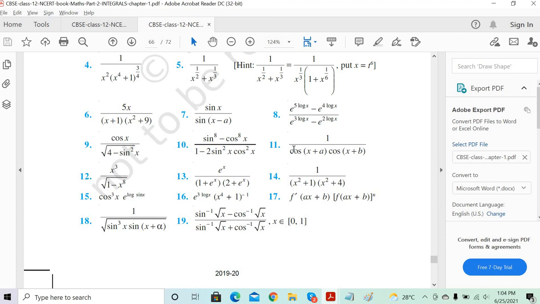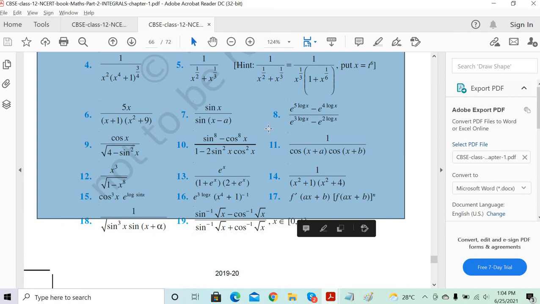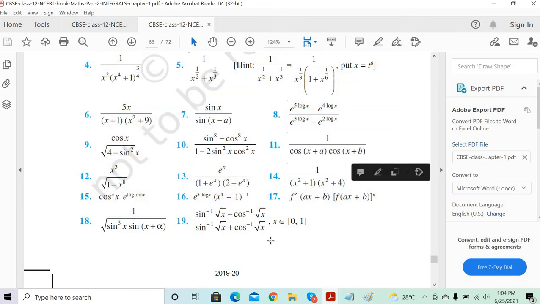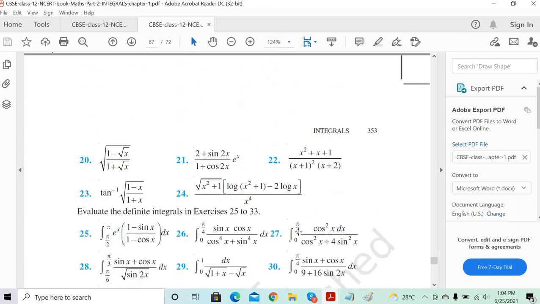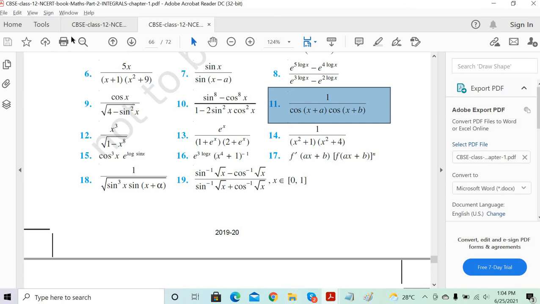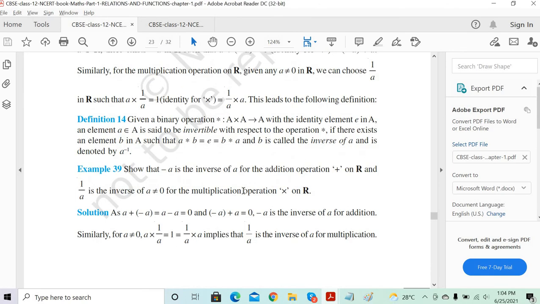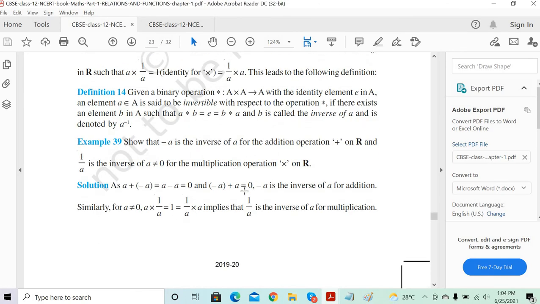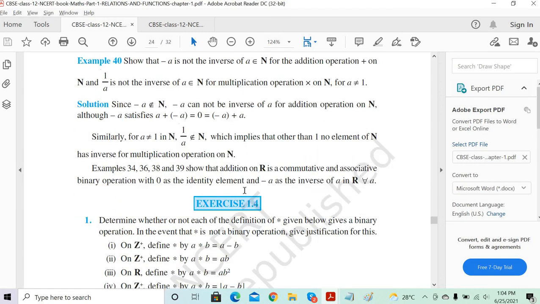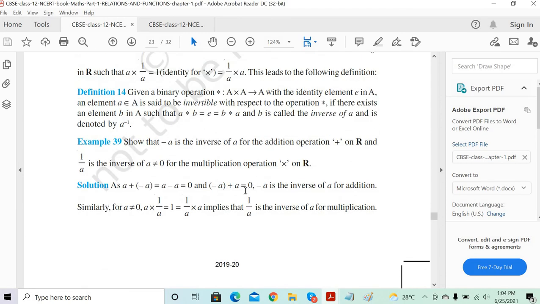The 11th problem is also similar to what we have done last time. It's also kind of a repetition. Are you getting example 39? Is something clear, not clear? Okay, let me help you out.